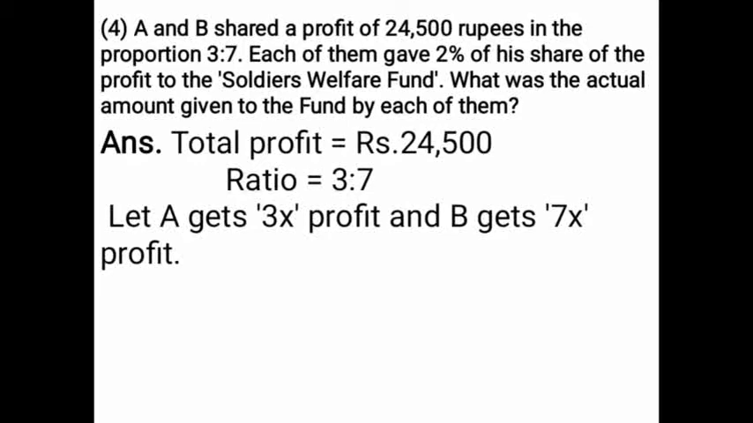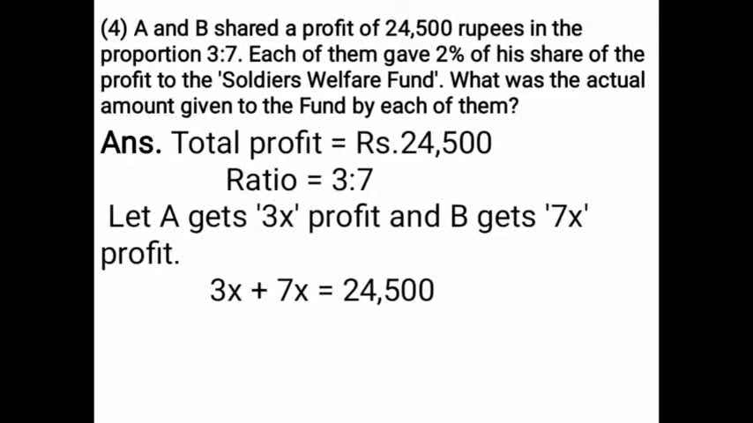Now you have to find the sum of this profit. You have to write this addition form, 3x and 7x on left side you have to write, and 24,500 you have to write it on the right side, and you have to solve like an equation sum, because total profit is given rupees 24,500. So that's why you have to write this addition form. A gets profit and B gets profit on left side. 3x plus 7x is equal to 24,500.